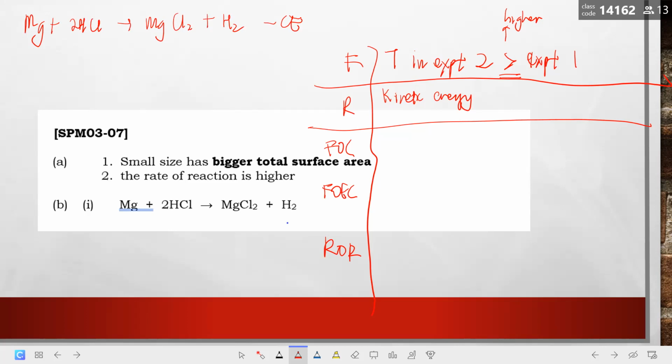Cikgu dah buat banyak kali with you already. Mg2+ plus 2e, arrow. No, that is a half equation. Half equation is only for redox. Teacher wants an ionic equation. An ionic equation cannot have electrons.